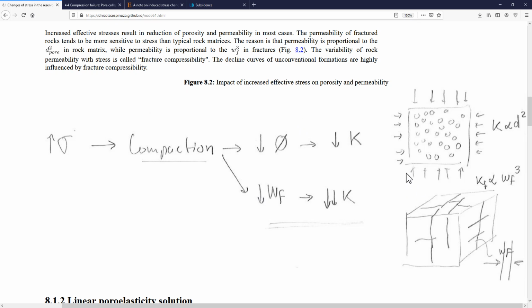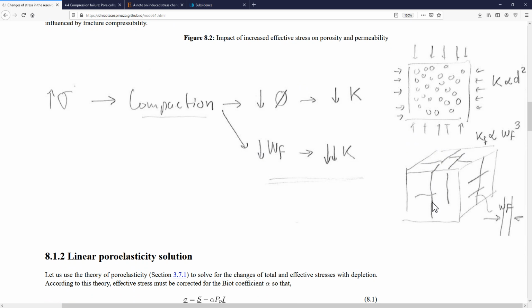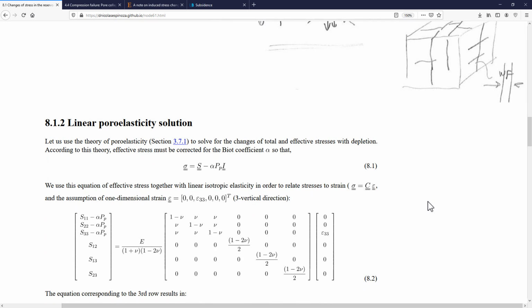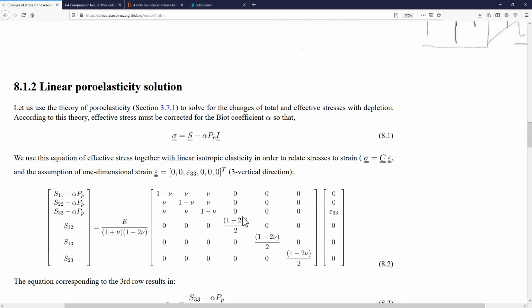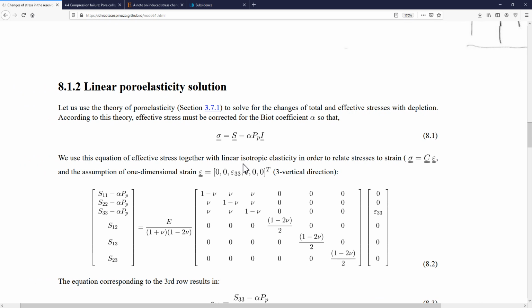Okay, so now that we have seen the applications, let's see how we solve this problem. In order to solve this problem, we're going to appeal to what is called the theory of poroelasticity. And in the theory of poroelasticity, we're going to expand the effective stress equation to what is known as the Biot effective stress. If you remember before, we said that effective stress is equal to total stress minus pore pressure.